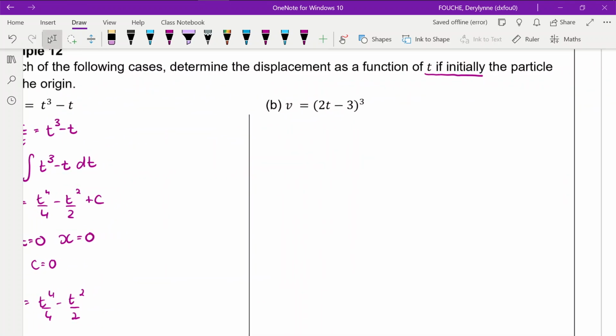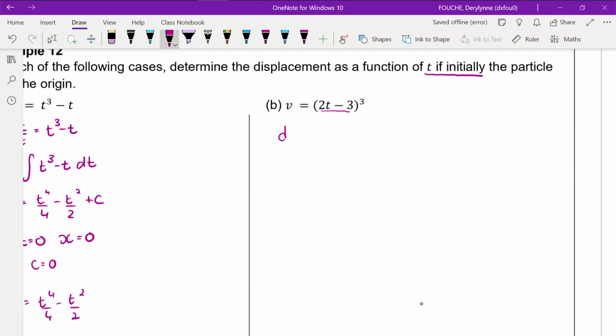Here we've been given that v is (2t - 3) all cubed. So now there are two things to look at. Firstly, we need to find the displacement. So we're going to talk about the fact that velocity is the derivative of displacement. But then also, can you see, you've got a rule here. The thing inside your brackets is linear, so you don't need to expand it. You can use your integration rule.